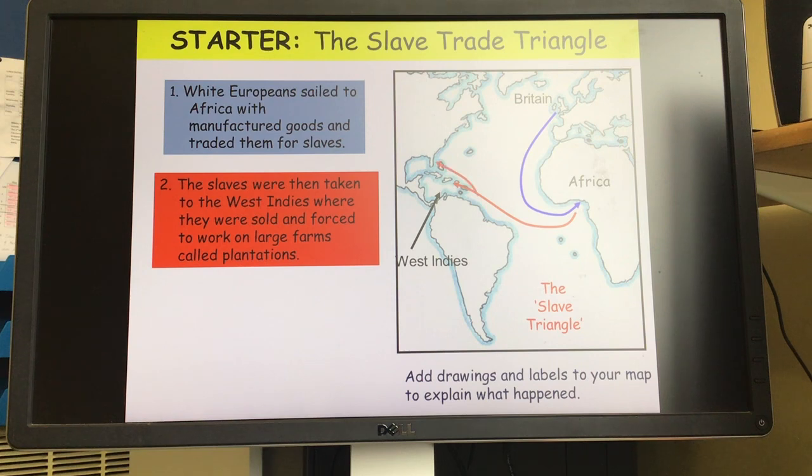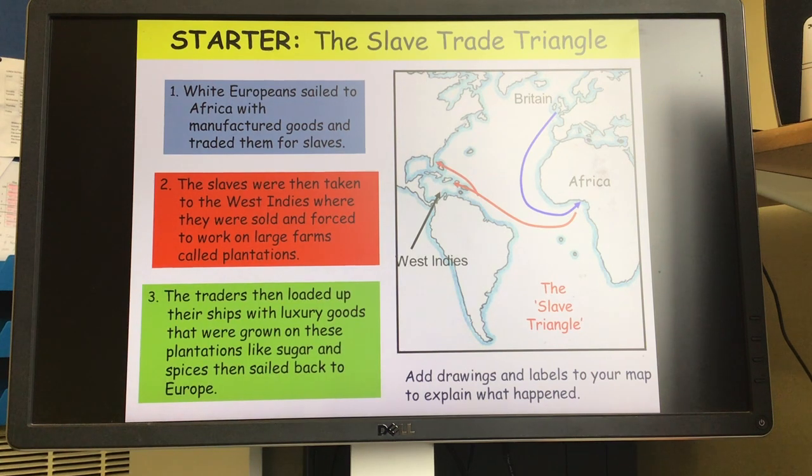And then finally, we have the third part where the actual traders load up the ships here with all the luxury goods like the tobacco and the coffee and the sugar that are grown on the plantations, and all the spices, and they sail them back to Europe and to Britain for the rich. So that is the triangle that you're going to be pressing pause and making notes to, so you really understand what the slave trade triangle is.